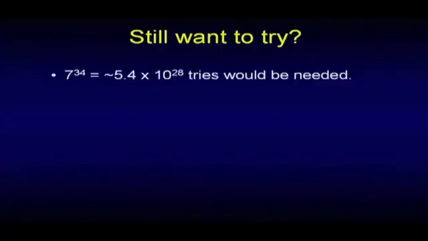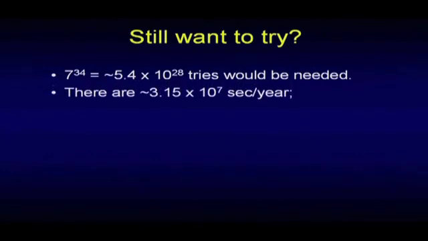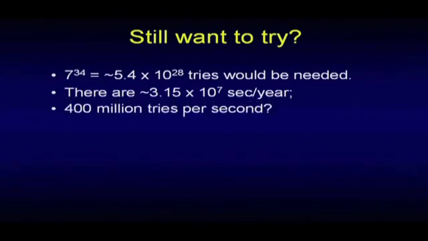Do you want to try this now? You want to try doing this synthetically? You've got 7 to the 34th power to deal with. That's 5 times 10 to the 28 tries, so you're going to have to try 5 times 10 with 28 zeros after it. Well, by the way, there are about 3 times 10 to the 7th seconds per year. Let's assume I give you a computer that operates 400 million tries per second.